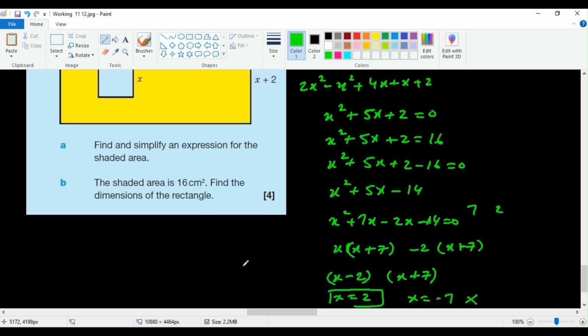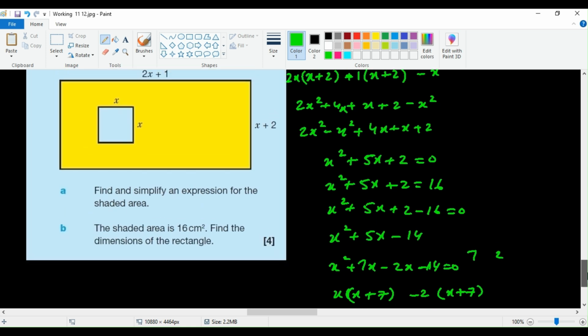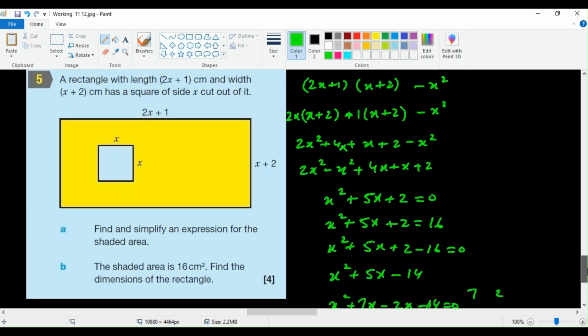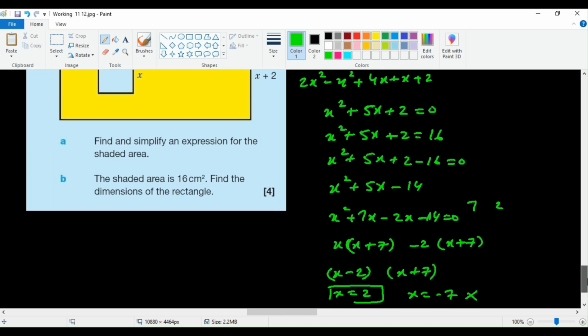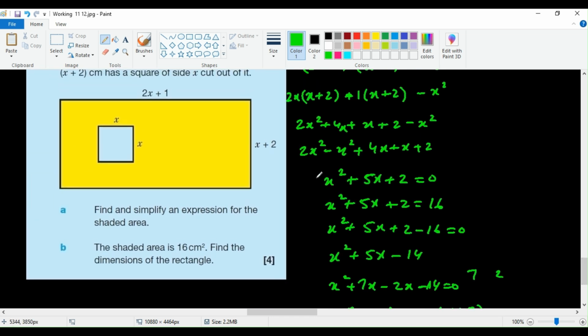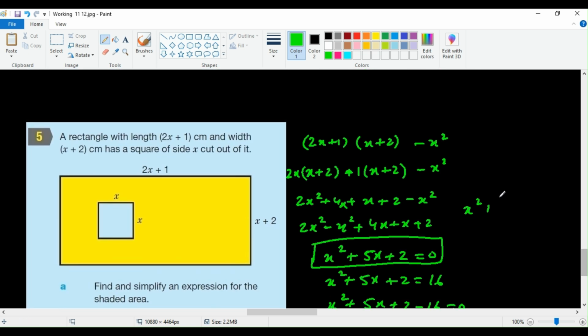Find the dimension of the rectangle. That means if x is 2, we are substituting this into this equation, which is the shaded area. So x squared plus 5x plus 2, instead of x, we are substituting the value of x, which is 2. So it's going to be 2 squared plus 5 times 2 plus 2. So this is going to give us 4 plus 10 plus 2. So 14 plus 2 is going to be 16.